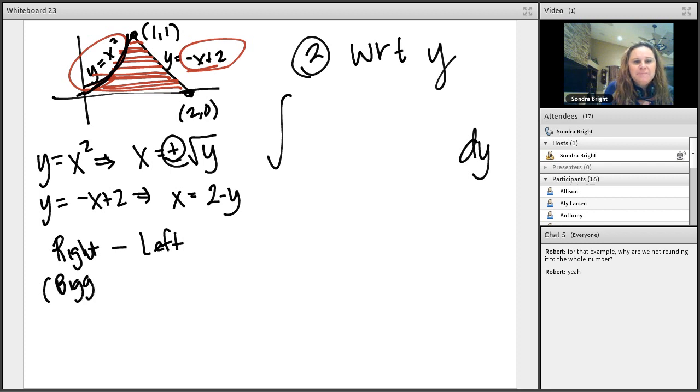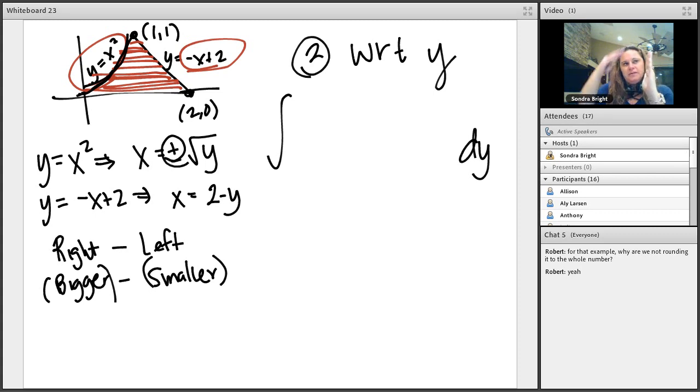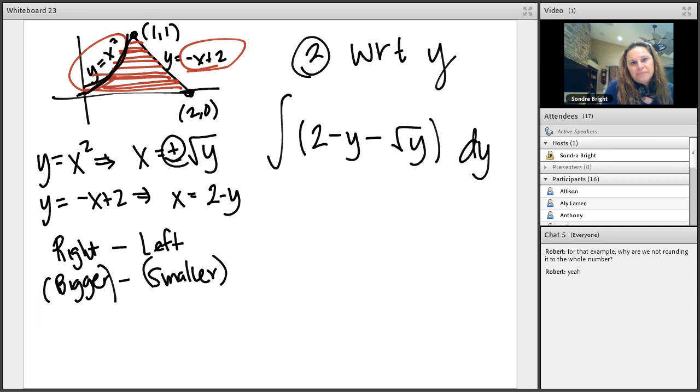Just keep in mind bigger minus smaller, right? Bigger minus smaller, because that's true when you're drawing your vertical lines. Bigger y, smaller y. Bigger minus smaller, right to left. Right is bigger. X values on the right are bigger than x values on the left. So in this case, your right curve is going to be the 2 minus y, and then the left curve is the rad y. And then keep in mind your limits of integration need to be y values.